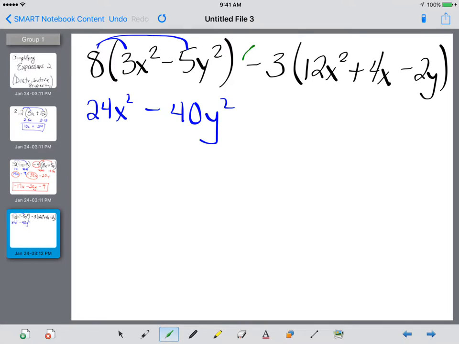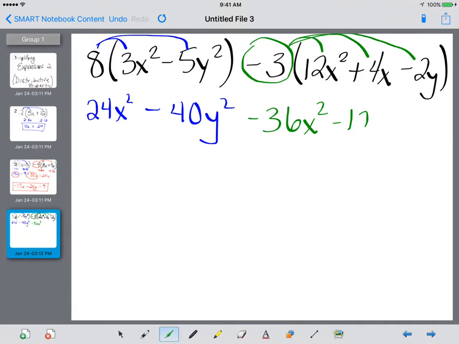Now remember, you're taking negative 3. It has to be distributed not once, not twice, but 3 different times. So negative 3 times 12 is going to give us negative 36x to the second power. Negative 3 times 4 would be negative 12x. And negative 3 times a negative 2 is a positive 6y.